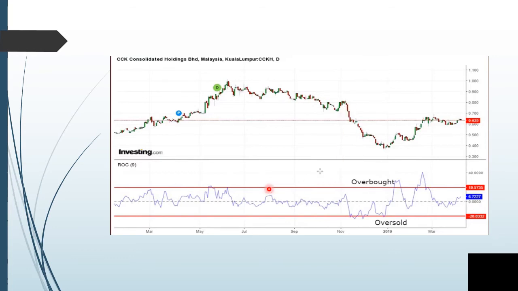Okay, so ini adalah contoh dia. Overbought and this is oversold. Tapi perkataan ni tak ada lah dia keluar kalau you klik-klik tu. Yang ni you kena tulis.